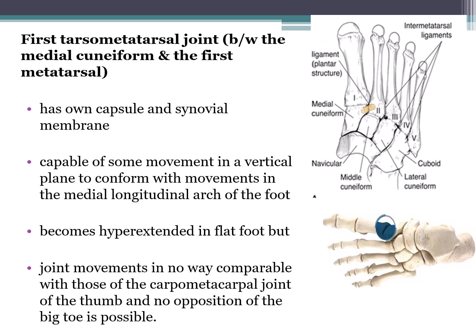In some cases, for example in flat foot, it becomes hyperextended, but the movement at this joint, that is the first tarsometatarsal joint, is not comparable with the movement at the first carpometacarpal joint, the joint formed by the thumb of the hand. Also, opposition, which is one of the special features of the thumb, is not possible in the big toe.